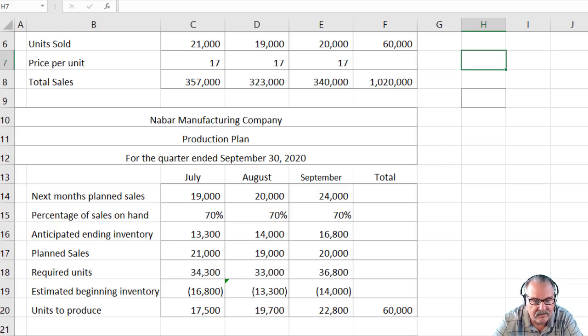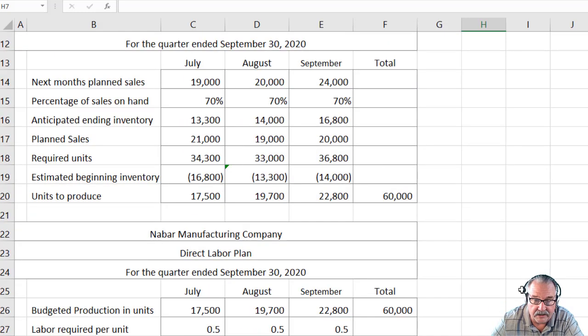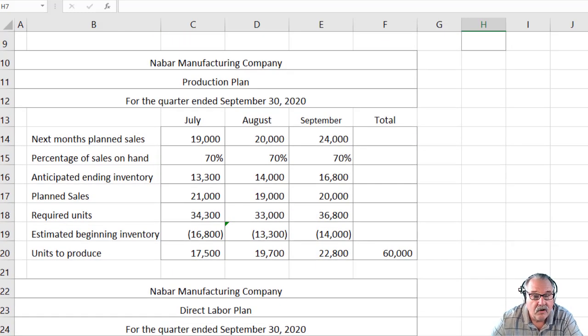July, we're going to make 17,500 units. August, we're going to make 19,700 units, and September we're going to make 22,800 units. So the total number of units for the quarter will be 60,000, and that's how many we're going to sell. That's a coincidence. I mean, it is what it is, but just so you know. Okay, so now we know that we are going to produce 17,500 for July, 19,700 for August, and 22,800 for September.